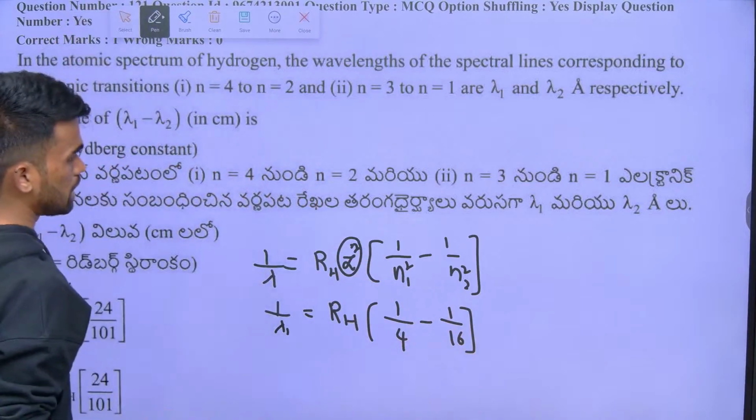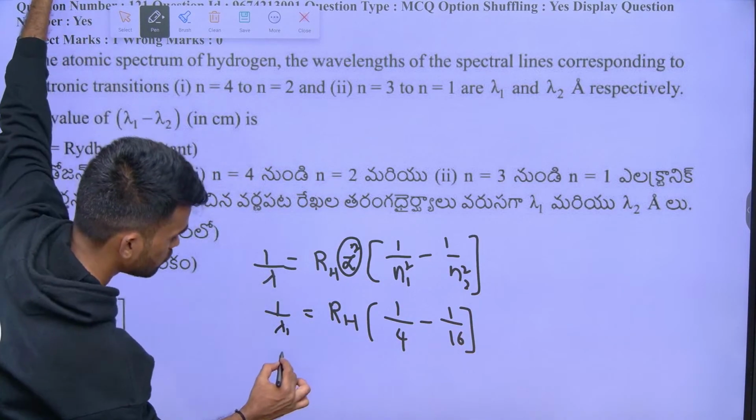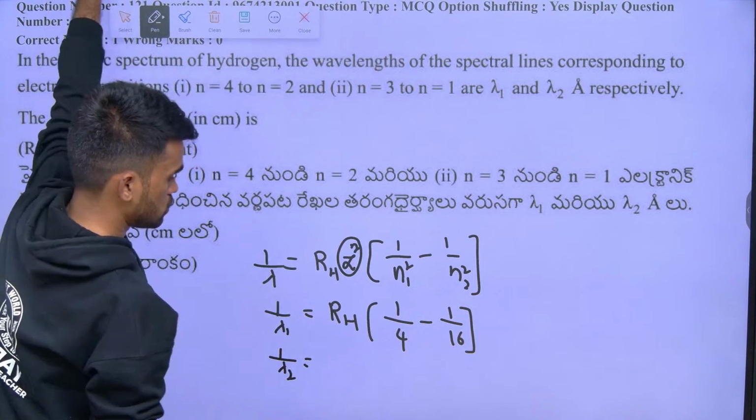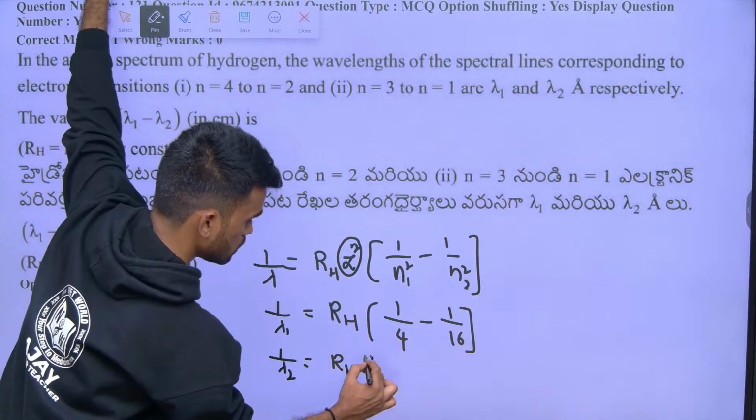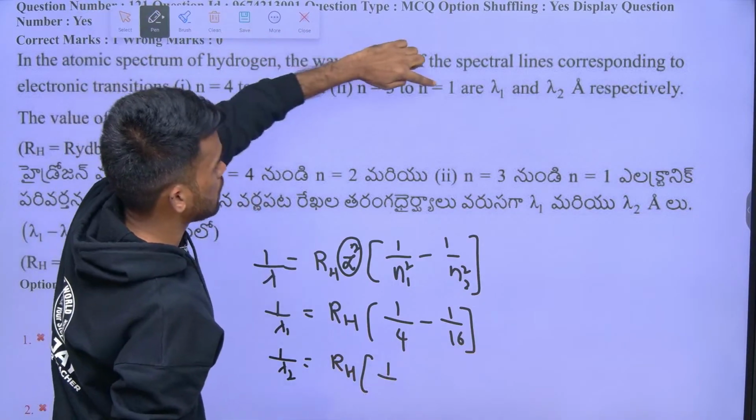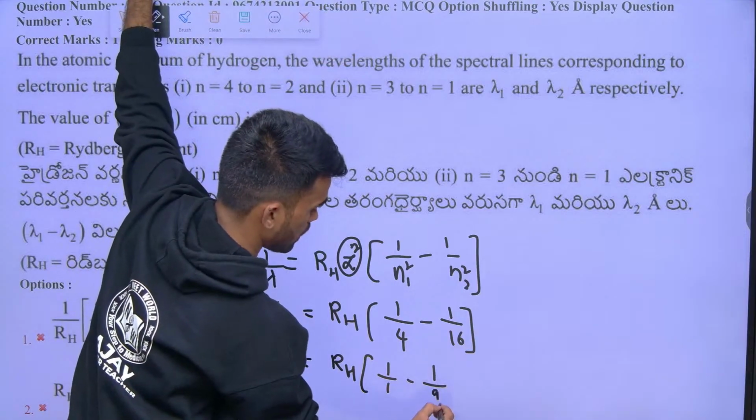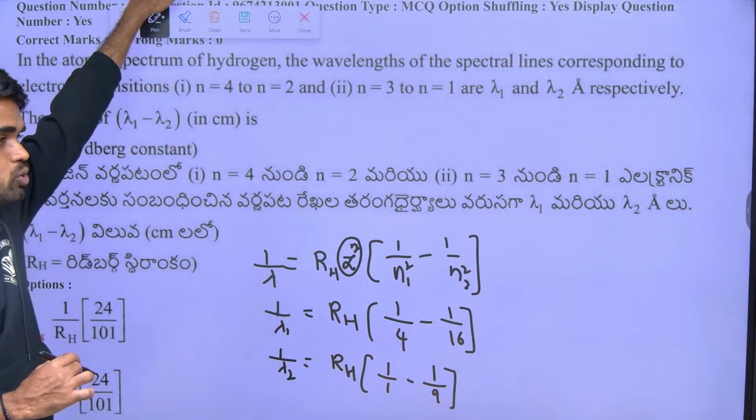Similarly, I am writing 1 by lambda 2 for the second one. So 1 by lambda 2 equals RH into 1 by, the small value here is 1 square, that is 1, minus 1 by 3 square, 9. I think up to here it is clear.